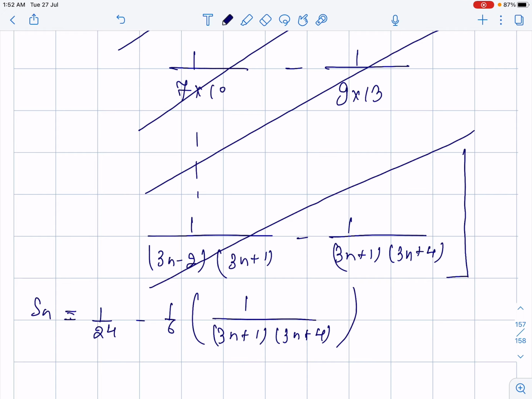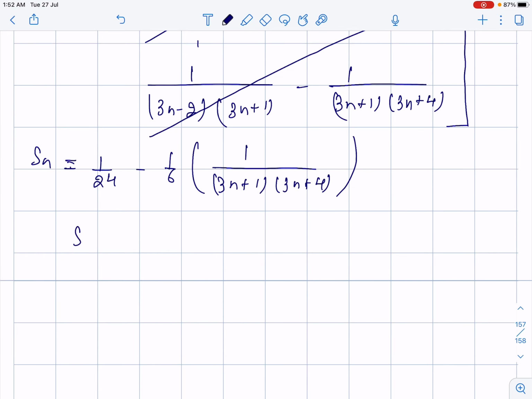But if the sum of infinite terms is asked, it will become 1 by 24 only, because 1 upon infinity is 0, we know this will become 0.